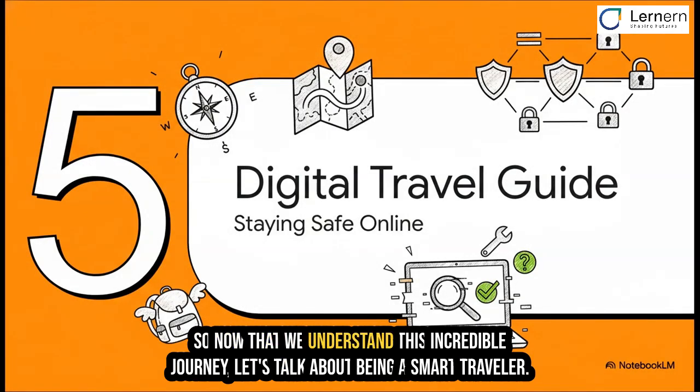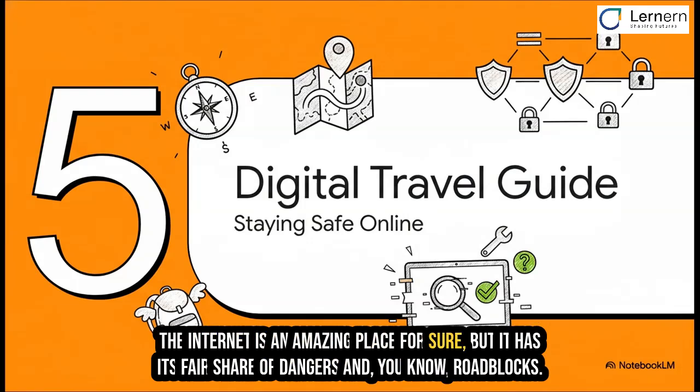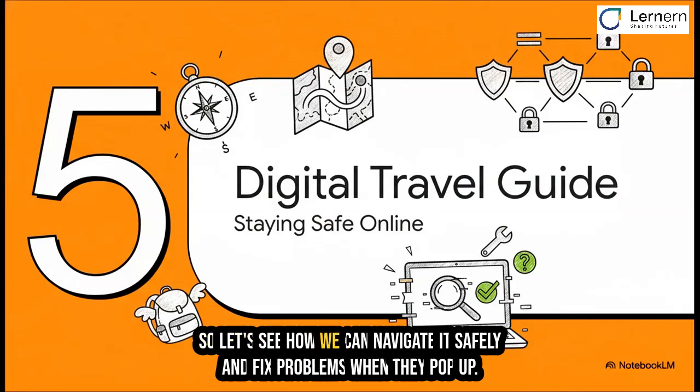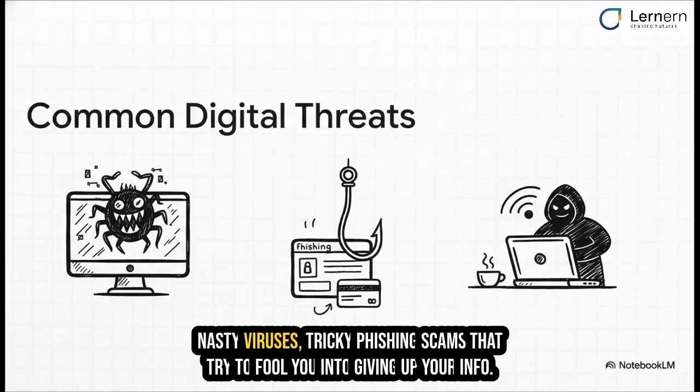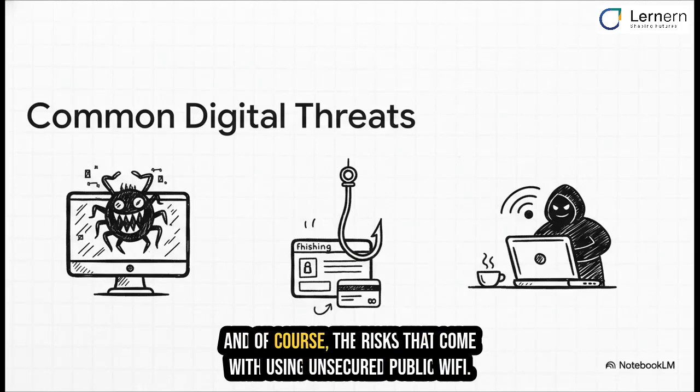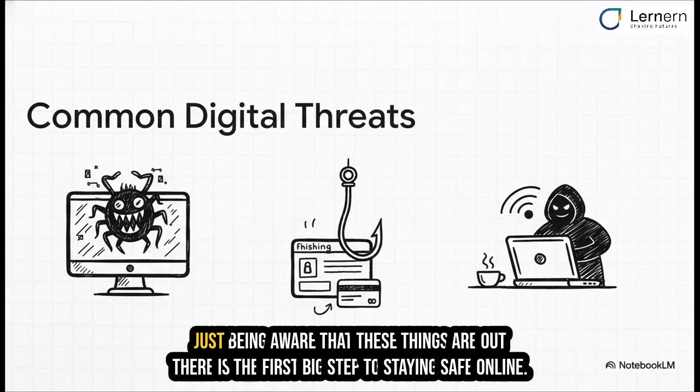So, now that we understand this incredible journey, let's talk about being a smart traveler. The internet is an amazing place, for sure, but it has its fair share of dangers and roadblocks. So let's see how we can navigate it safely and fix problems when they pop up. You've probably heard of these before. Nasty viruses, tricky phishing scams that try to fool you into giving up your info, and of course, the risks that come with using unsecured public Wi-Fi. Just being aware that these things are out there is the first big step to staying safe online.